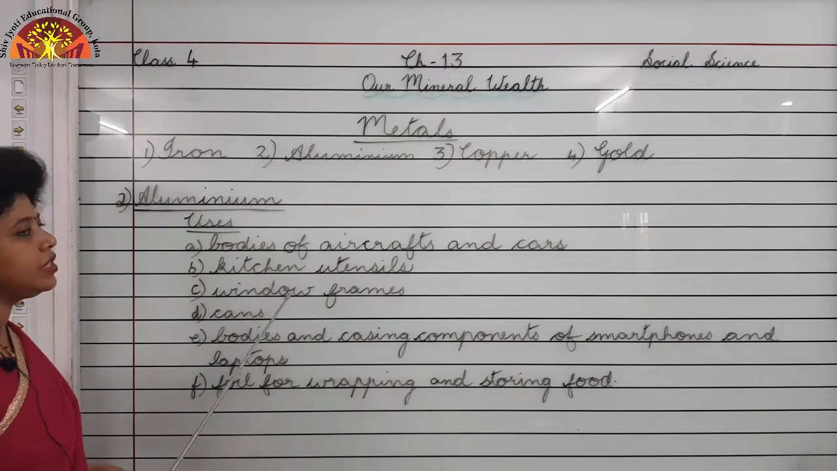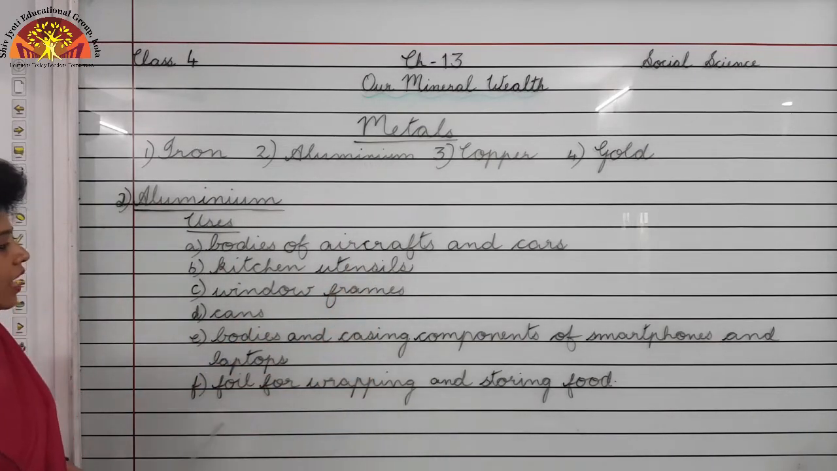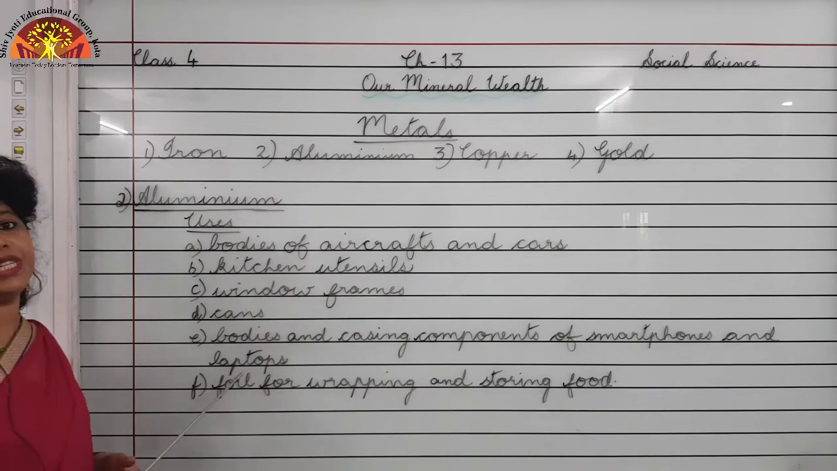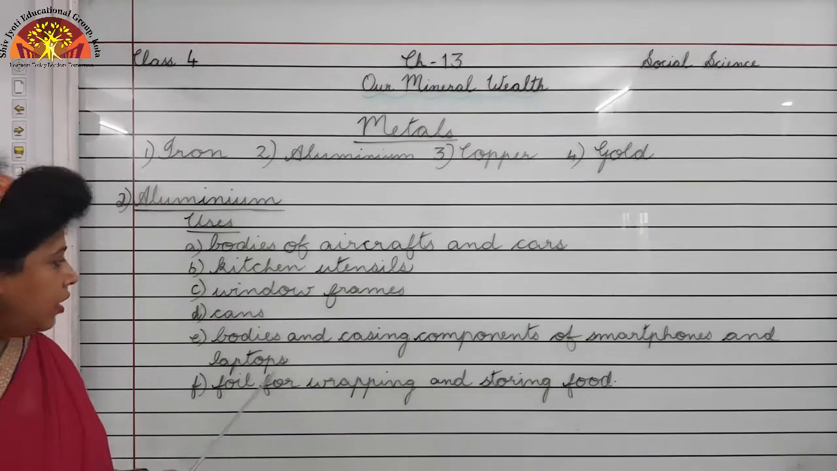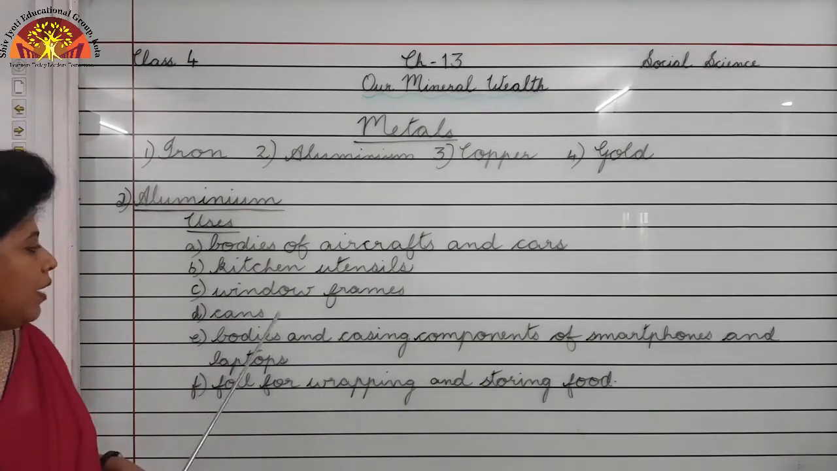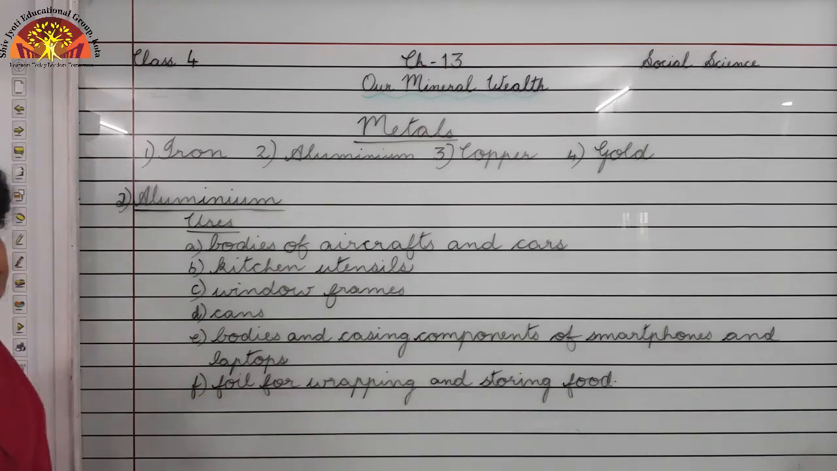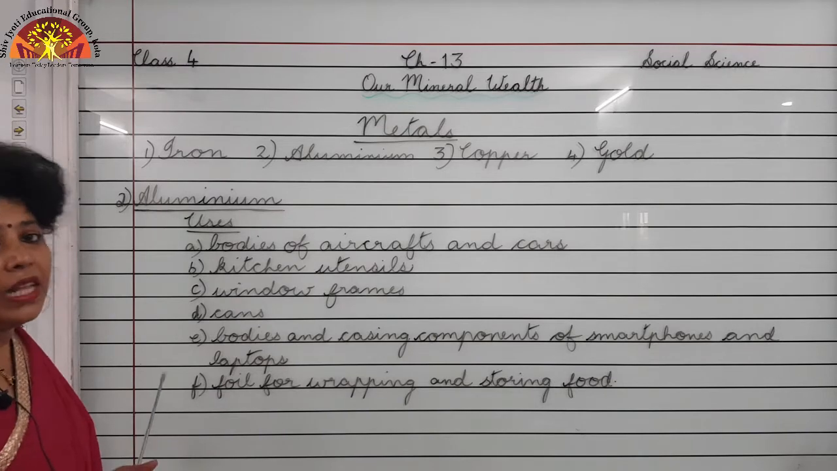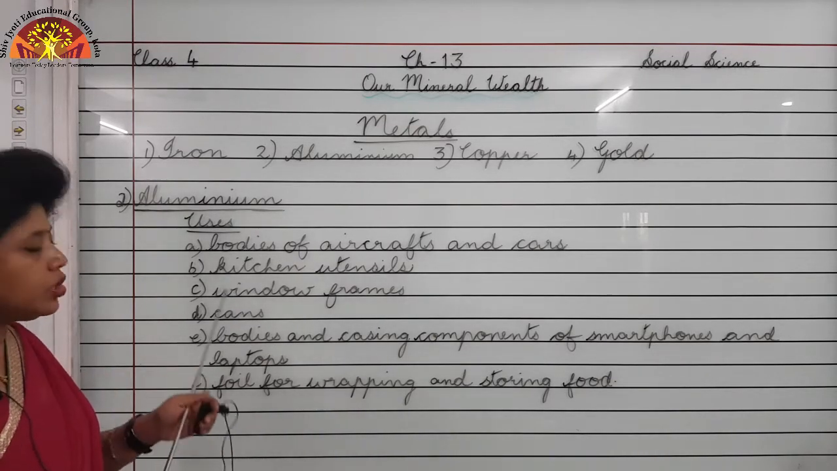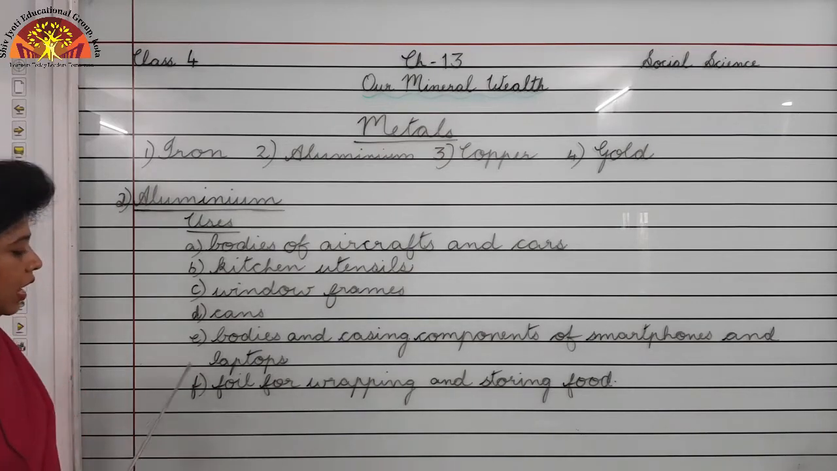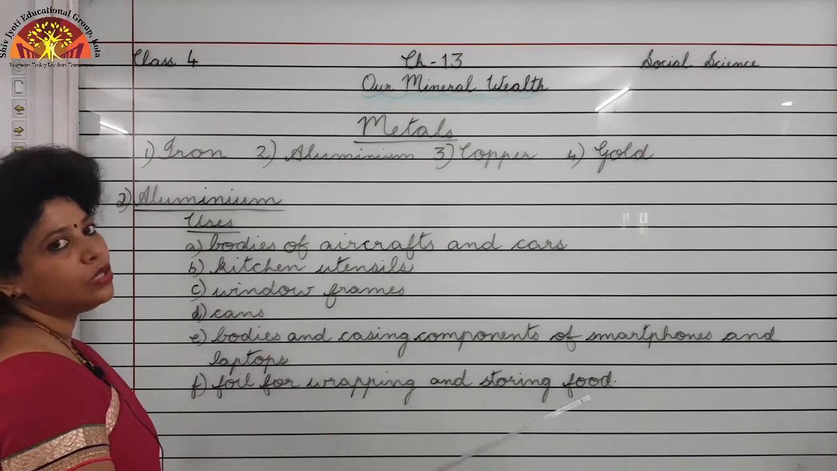And it is also used in window frames, जो अपने windows के corners पे होते हैं. These are window frames. It is also used in cans, your Coke cans, your Pepsi cans. These are all made of aluminium. And bodies and casing components of smartphones and laptops are also made of aluminium. The external covering of your mobile and laptop is also made of aluminium. And aluminium is also used in foils which are used for wrapping and storing food.